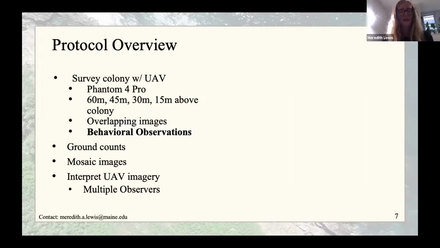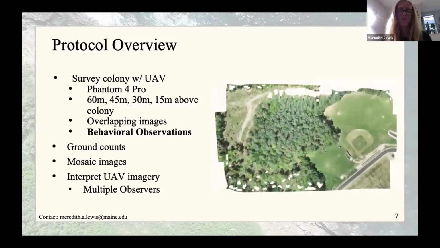And then after we got back from the field, these images were mosaic together. And here you can see an example of one kind of mosaic that we captured. So this essentially is one of our rookery sites. And as you can see, all of the images were stitched together to just make one cohesive picture that we eventually overlaid a grid on top of.